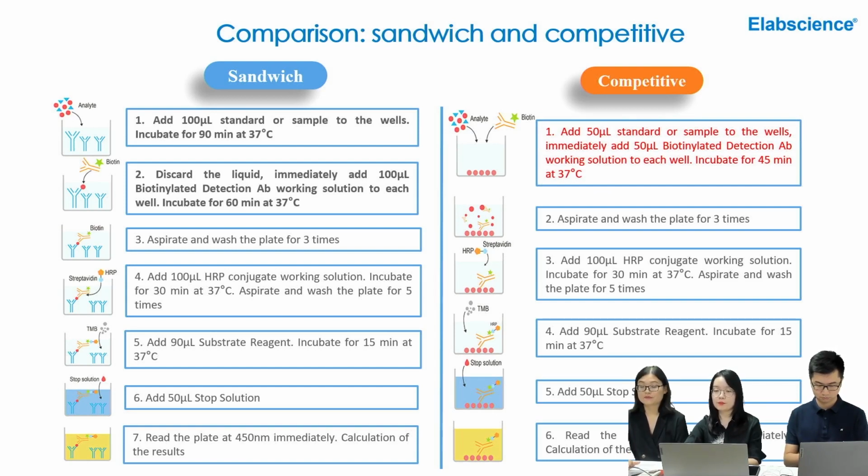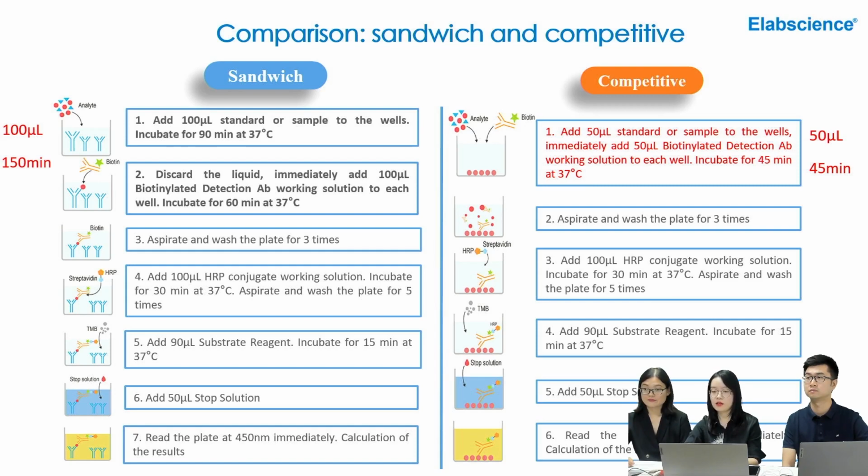The volume of both reagents is also reduced by 50 microliters, and the incubation time is also shortened to 45 minutes with the competitive method. Although the competitive method has the advantage of ease of operation and a small sample size, the sandwich method can produce more sensitive kits to meet the detection of low concentration items. Therefore, both methods are widely used in scientific research.